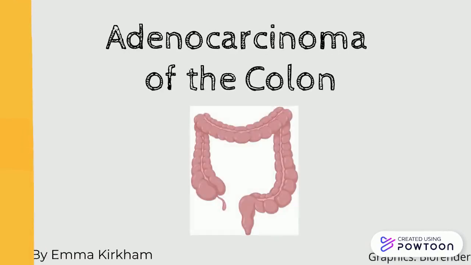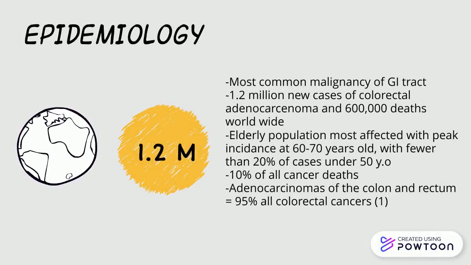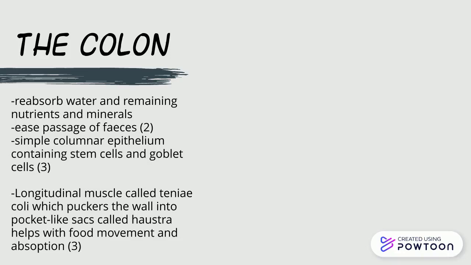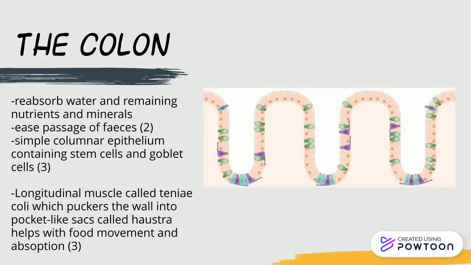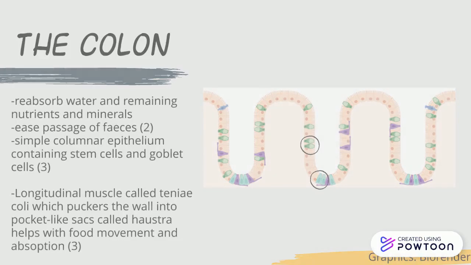Adenocarcinoma of the colon is the most common malignancy of the GI tract and is responsible for 10% of all cancer deaths. The primary function of the colon is to reabsorb water and nutrients and ease the passing of feces. The intestinal epithelium consists of simple columnar epithelium with deep crypts with stem cells and mucus-secreting cells at the bottom. The food is moved slowly for optimal absorption.